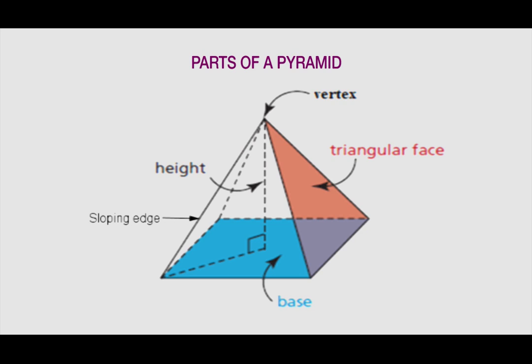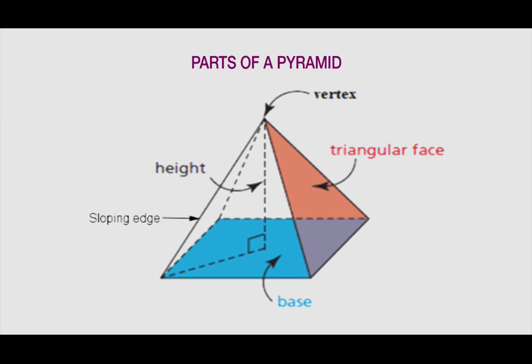Like we learned under cones, we have the vertex, we have the height, we have the slant height, and we have the triangular face. The slant height is the height of the triangular face of the pyramid. When the base of a right pyramid is a regular polygon, then the slant height of the right pyramid is the height of one of the triangular faces.